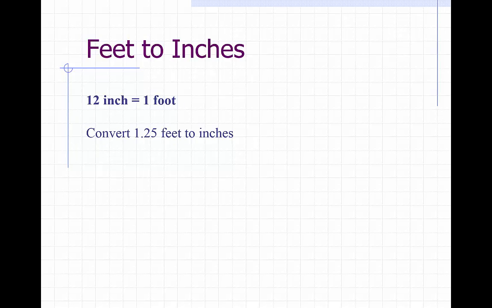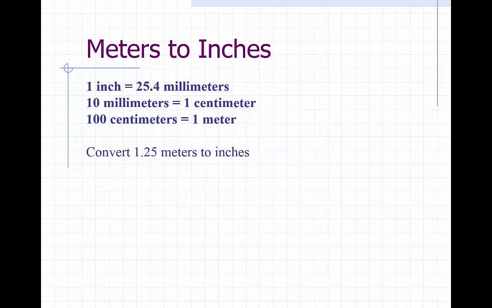So here we have 1.25 feet to go to inches. So we lay this out, 1.25 over 1 times 12 inches over 1 foot. The feet cancel, leaving only the inches. 1.25 times 12 is 15 inches.